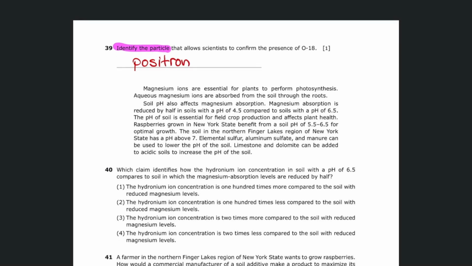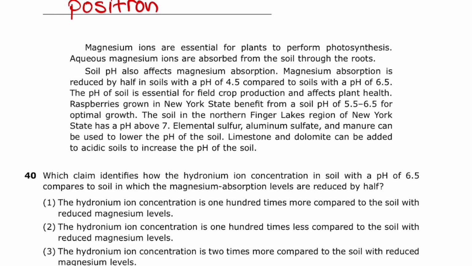All right, moving along. Magnesium ions are essential for plants to perform photosynthesis. Aqueous magnesium ions are absorbed from the soil through the roots. Soil pH also affects magnesium absorption. Magnesium absorption is reduced by half in soils with a pH of 4.5 compared to soils with a pH of 6.5. The pH of soil is essential for crop production and affects plant health.